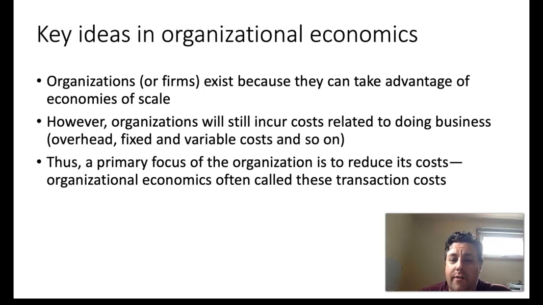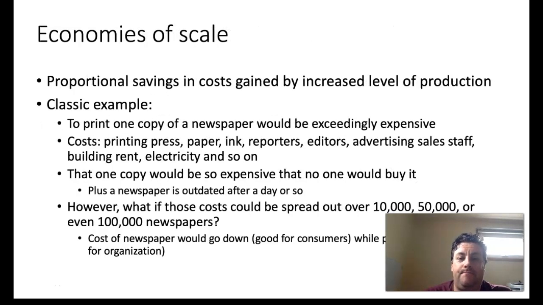So as a result of this, the primary focus of organizations is to reduce their costs. And the organizational economists call these things transaction costs. Essentially, the way to make more money for these organizations is to reduce the cost of producing the good, and to look at all of the different kinds of costs that are embedded in producing a good.